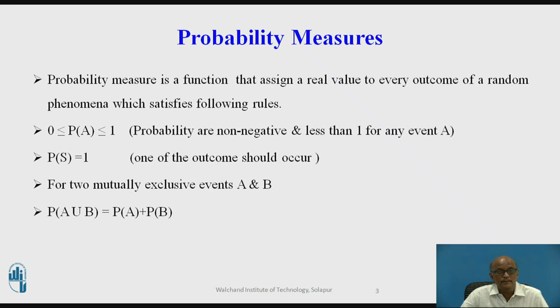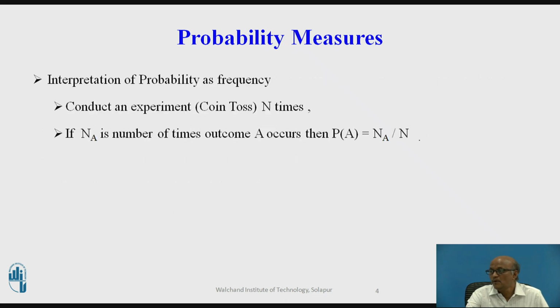When we assign a probability, the easiest way of interpreting probability is as a frequency. For example, say we conduct an experiment, the coin toss experiment, let us say 10,000 times, and then count the number of times a particular outcome is observed.